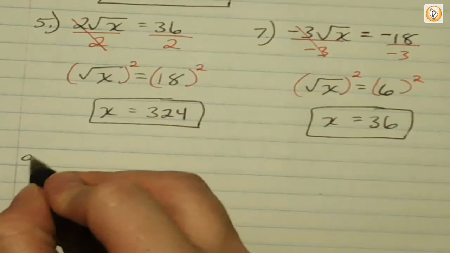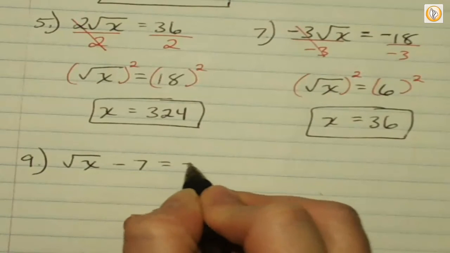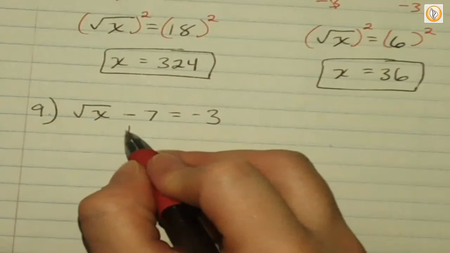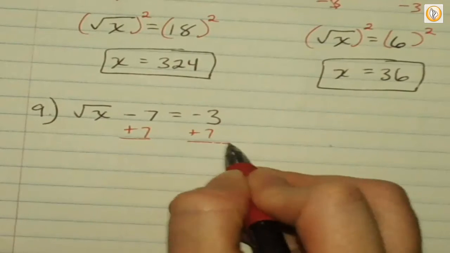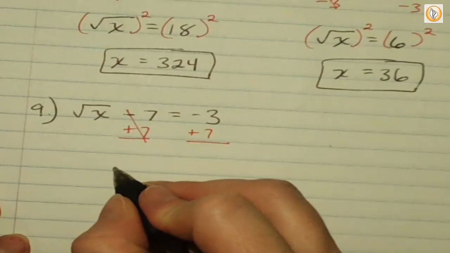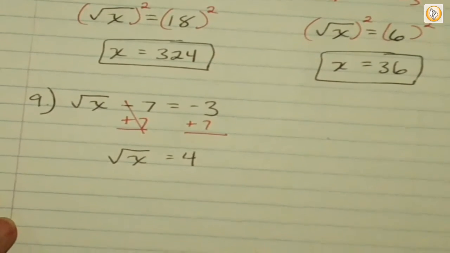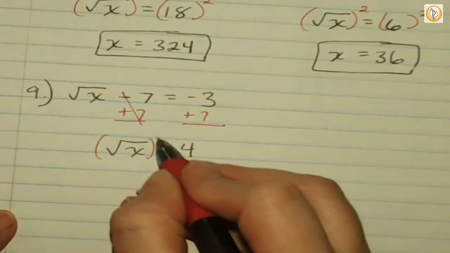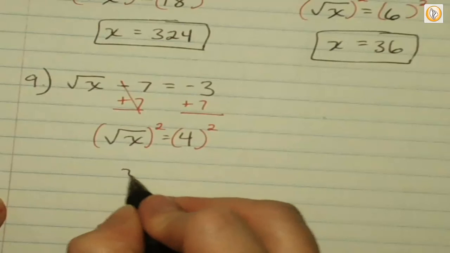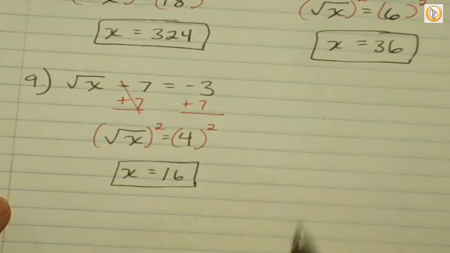Gabby, number 9: radical x minus 7 equals negative 3. And tell me what to write. Now tell me what to do. Tell me what to write. Very good.